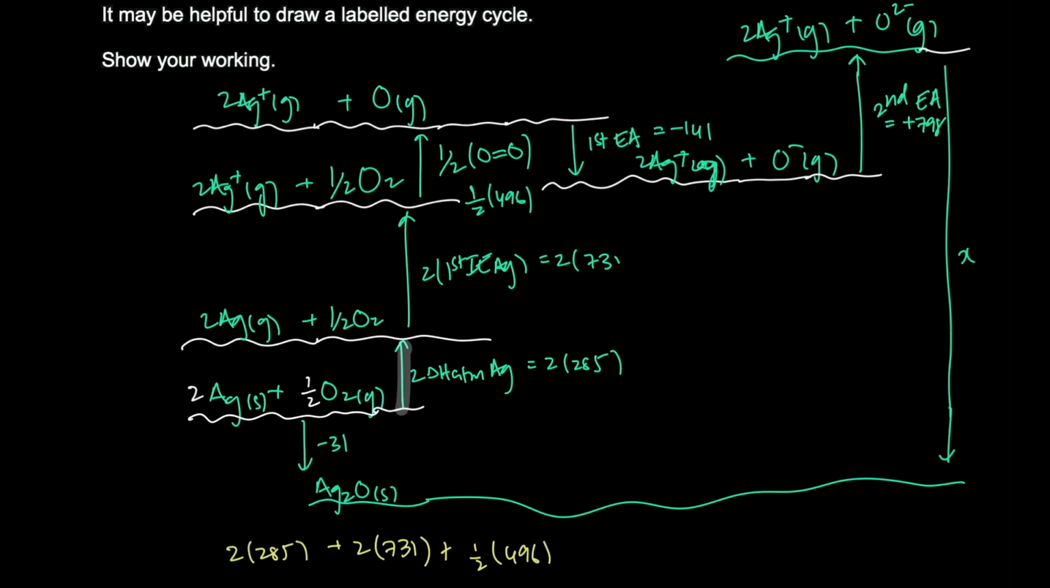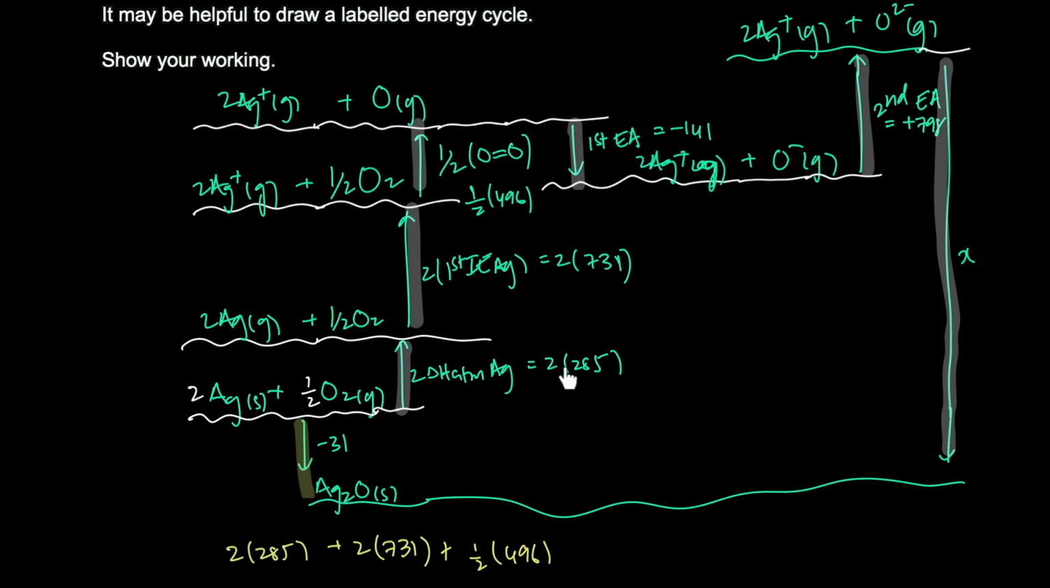2 times 285 plus 2 times 731 plus this, plus this, plus this, and then plus this, all the way to this, is equal to negative 31. So we're saying we're starting with the elements and ending up with the solid lattice. We can go the long way around, convert the elements to the gaseous ions and then get to the solid lattice, or we can go directly from the elements to the solid lattice, right? That's basically Hess's law.